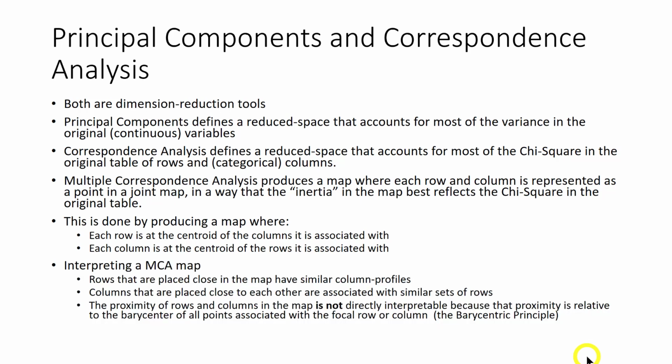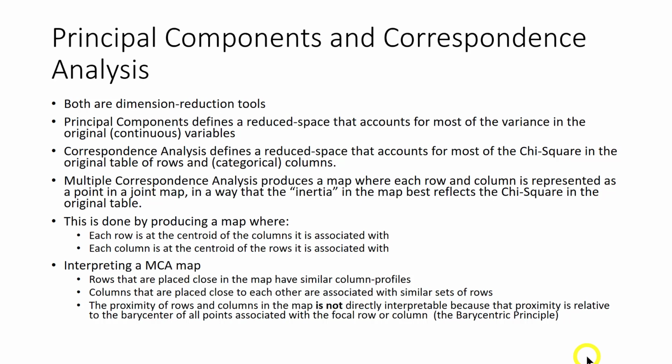Interpreting an MCA map is fairly similar to principal component analysis. Rows that are placed close in the map have similar column profiles, and columns that are placed close to each other in the map are associated with similar sets of rows. This will become clear with an example. Now, the one thing you have to remember is that the proximity between rows and columns in the map is not directly interpretable because the proximity is relative to the barycenter of all points associated with the focal row or column. And you may want to Google this. This is called the barycentric principle in correspondence analysis.